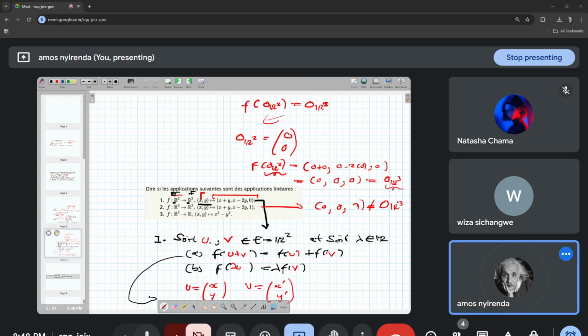Okay. The third example has quadratic terms. It has terms like x squared and y squared. So by just looking at this particular problem, it cannot be a linear mapping.